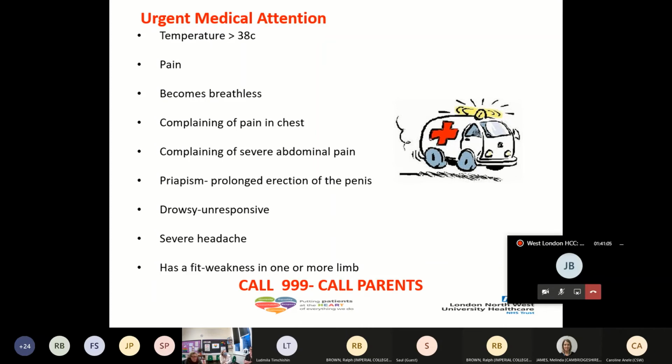Priapism, Caroline spoke about that, but that's with boys, and it can be at any age. So it can be little boys, toddlers, up into teenagers and adults, but that's where they get a prolonged erection of the penis, and if it lasts for more than an hour or more, it's an emergency. So we would be expecting that child to go to hospital for that, and sometimes they need blood transfusions just to rectify that and get rid of some of the sickled red blood cells.